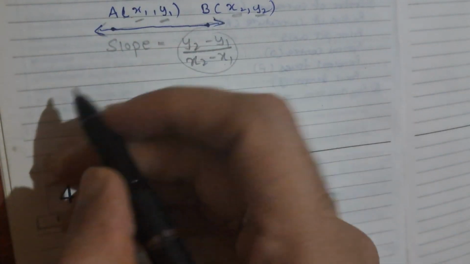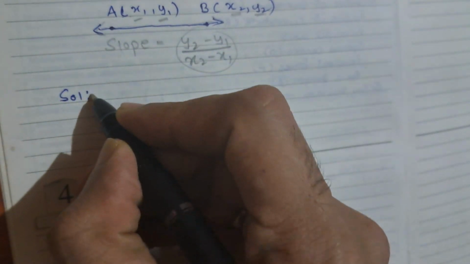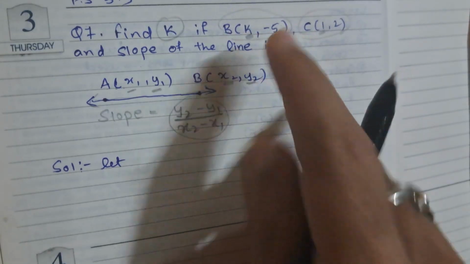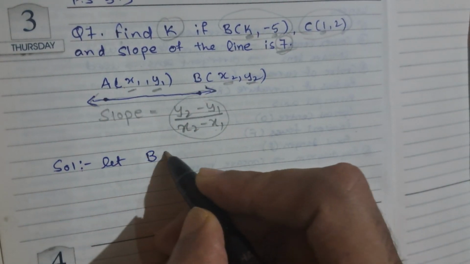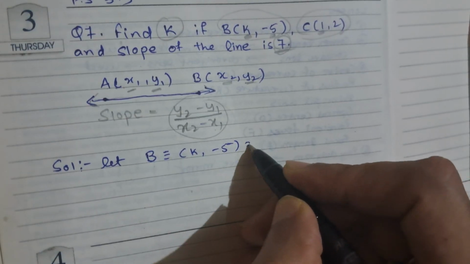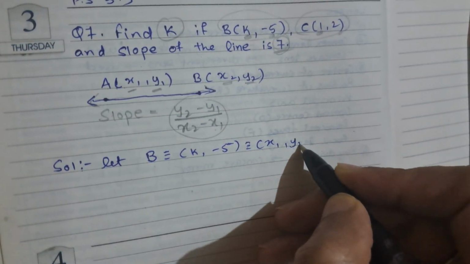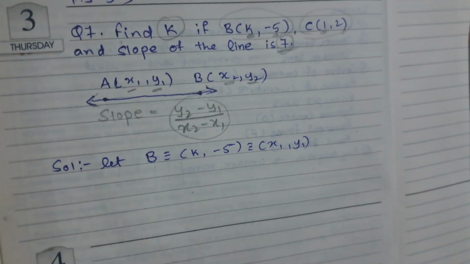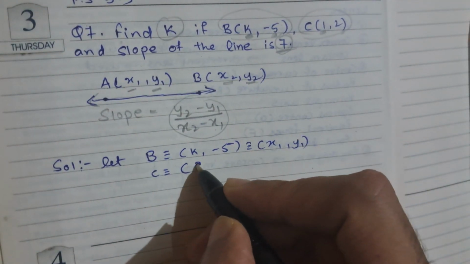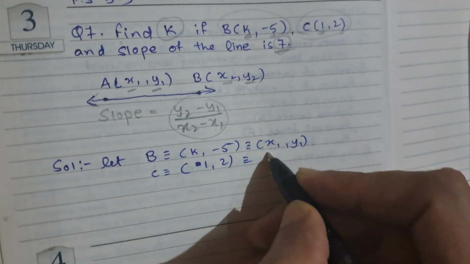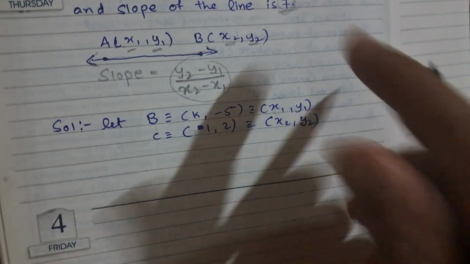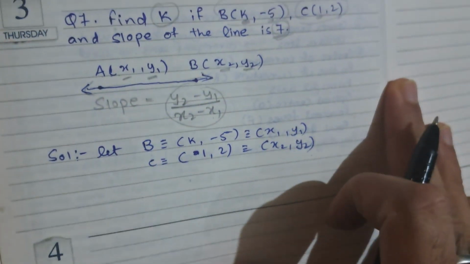First of all, to start with the solution, I will name B's coordinate. B's coordinate is (k, -5). So I will name it as x1, y1. At the same time, C's coordinate is (1, 2). I will name it as x2, y2. Then let's start with this. It says the slope of the line is 7, correct?